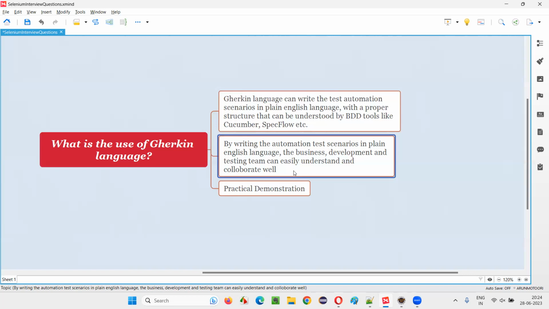So if there is a gap, there is a situation that wrong automation scripts can be created, that can be corrected here because business team are there to review our scenarios because they are written in plain English language.